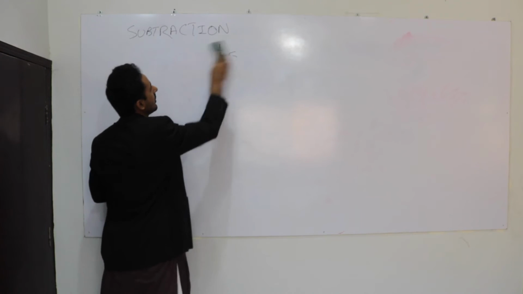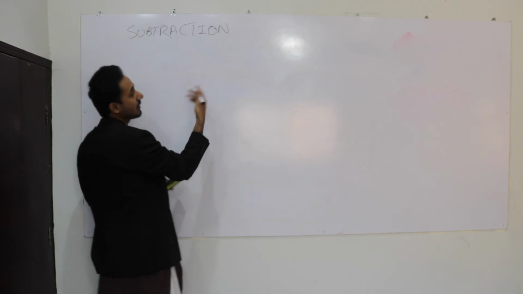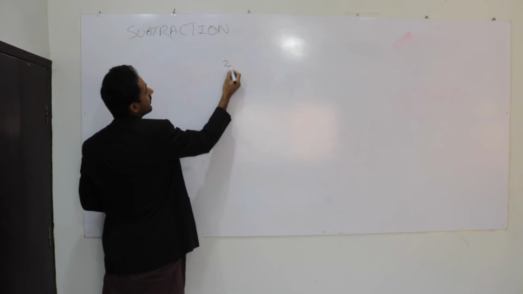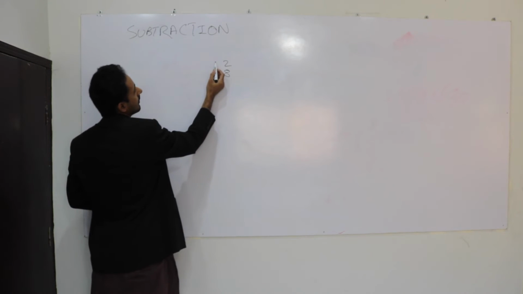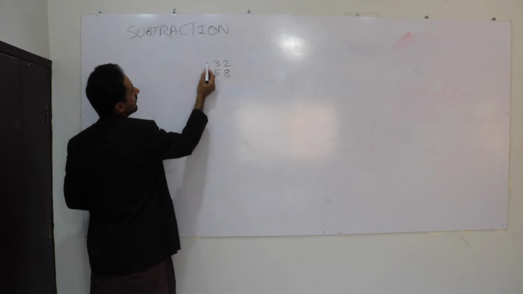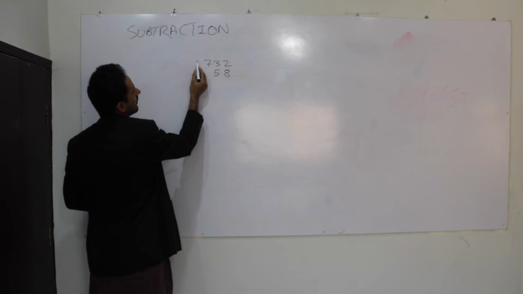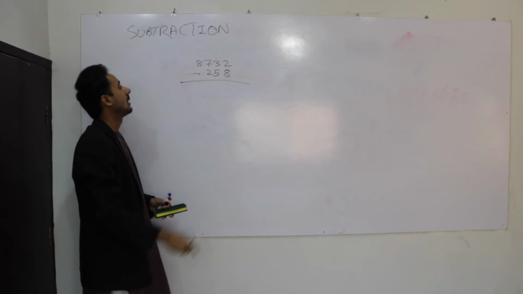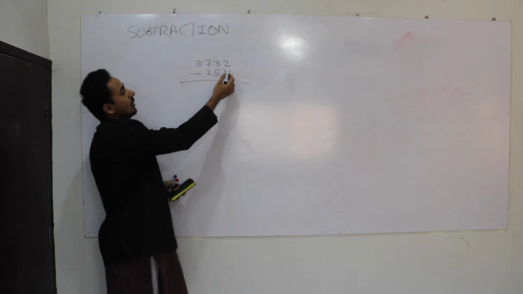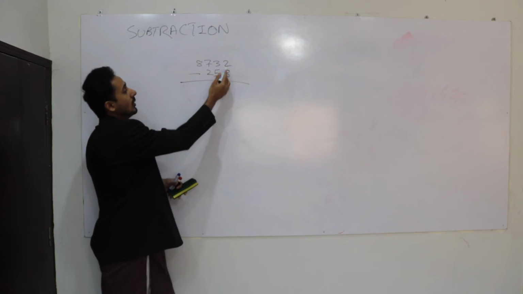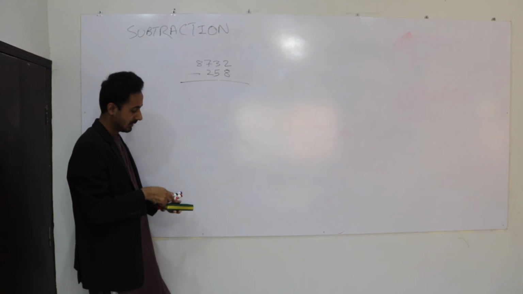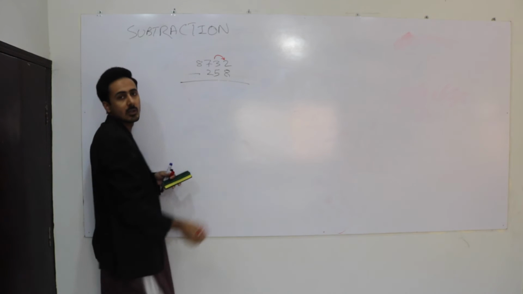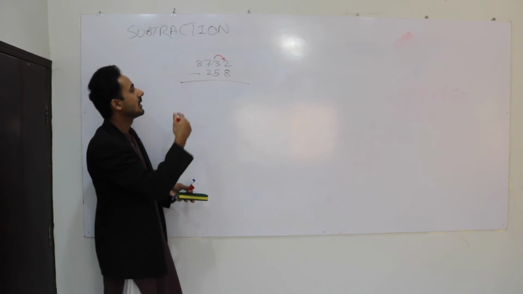Now let's do a question of subtraction to clarify our concept of place values. So we need to subtract this one from this one. So 8 cannot be subtracted from 2. We give 1 from this 3 to this. We can say 1 will be donated from 3 to 2.